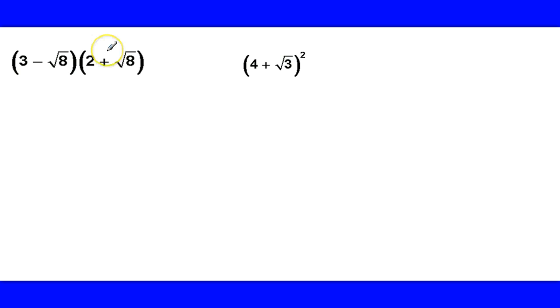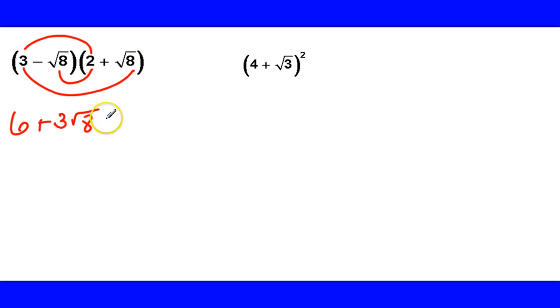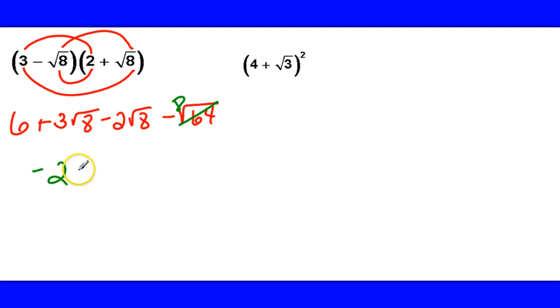Okay? Do you remember FOIL? We're going to do the same thing, but with radicals. So let's do that. Okay, ready? 3 times 2 is 6. 3 times radical 8 is 3 radical 8s. Negative radical 8 times 2 is negative 2 radical 8s. And a negative radical 8 times a negative radical 8 is a negative radical 64. Now let's simplify this. Ready? This is actually 8. So 6 minus 8 is negative 2. 3 radical 8s minus 2 radical 8s leaves me with 1 radical 8.